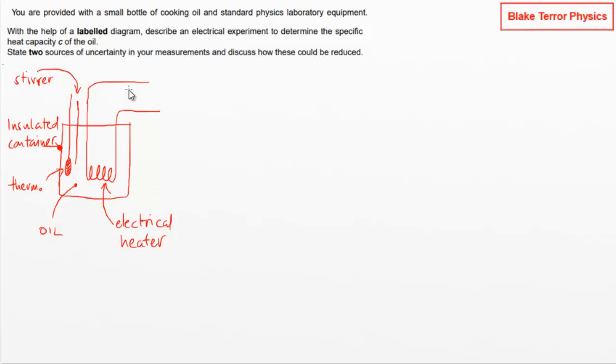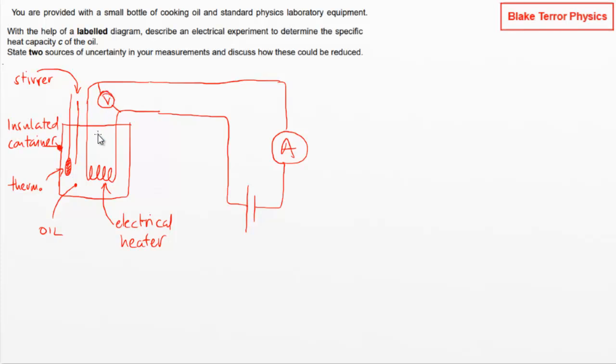Now we need to connect this up. We're going to need to go off to a power supply. So let's put that in. We're going to need an ammeter because we're going to need to know what the current is. We're also going to need the voltage across the heater. So let's just whack that in parallel. It doesn't really matter too much where you put it. So yeah, we got all that set up.